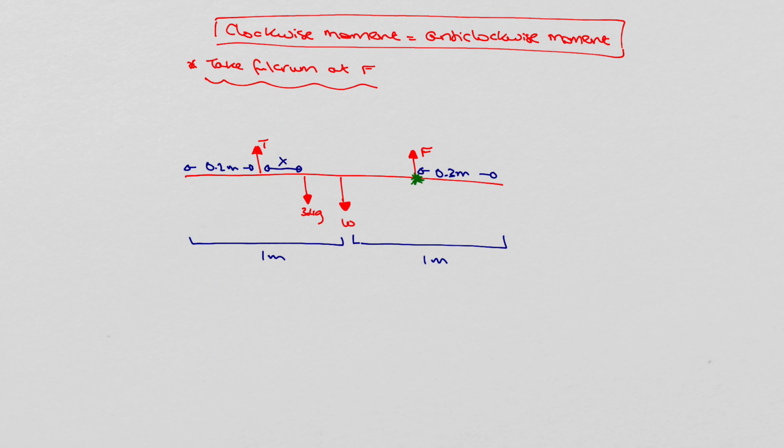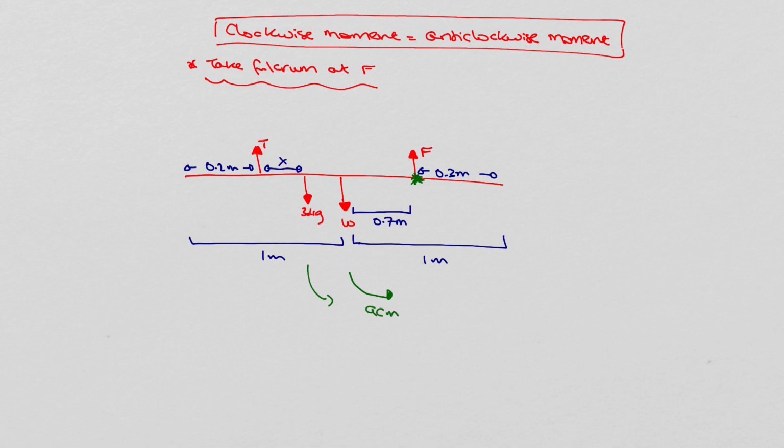Okay, so if I look at the weight, it is going to be a distance to F of 0.7 meters, because again F is 0.3 meters from one end, 1 meter is halfway across at the centre of gravity, so therefore from the weight to F it's going to be 0.7 of a meter, and that's going to pull it in an anti-clockwise direction.